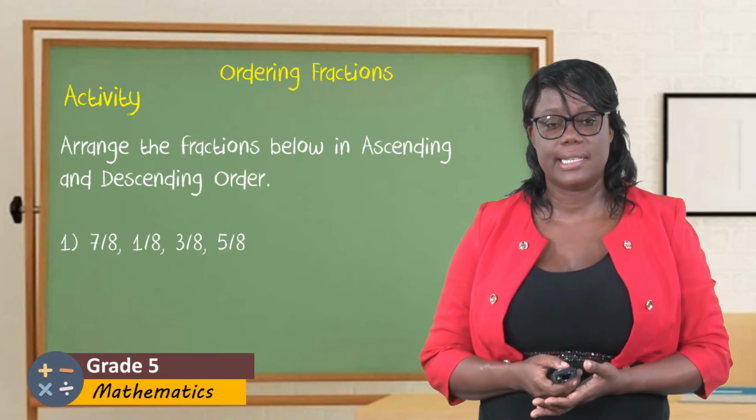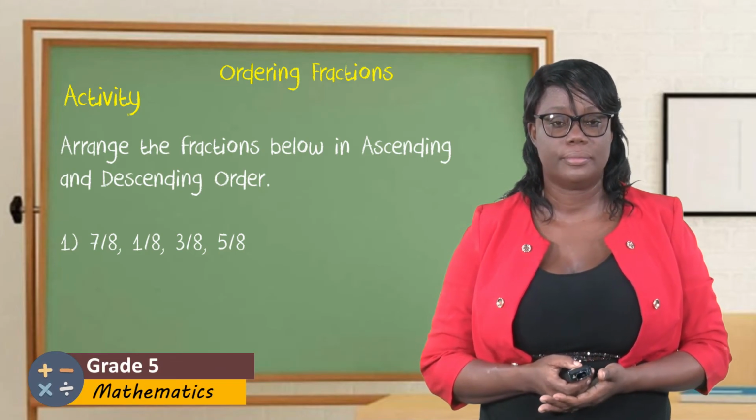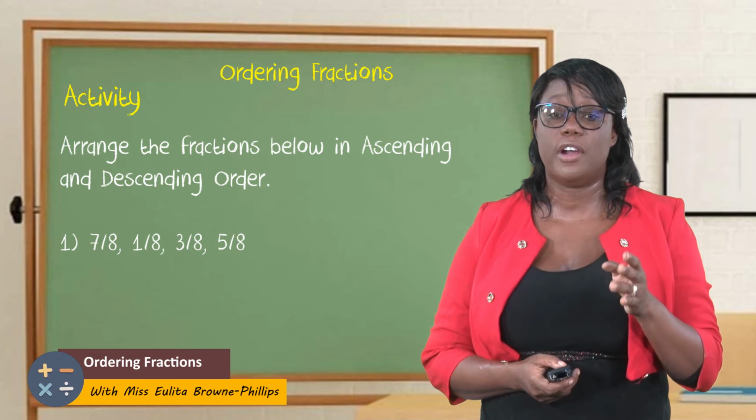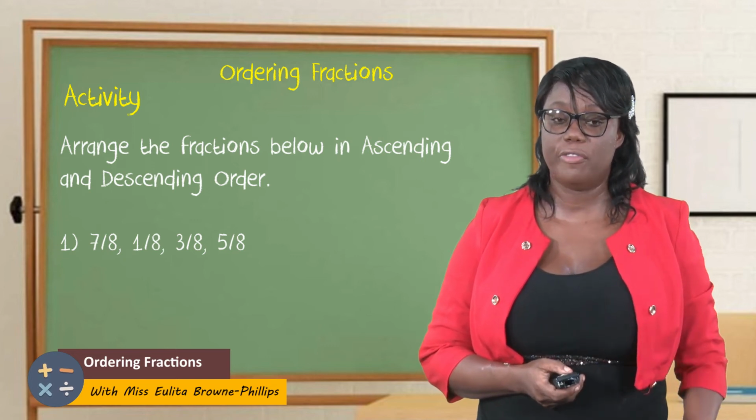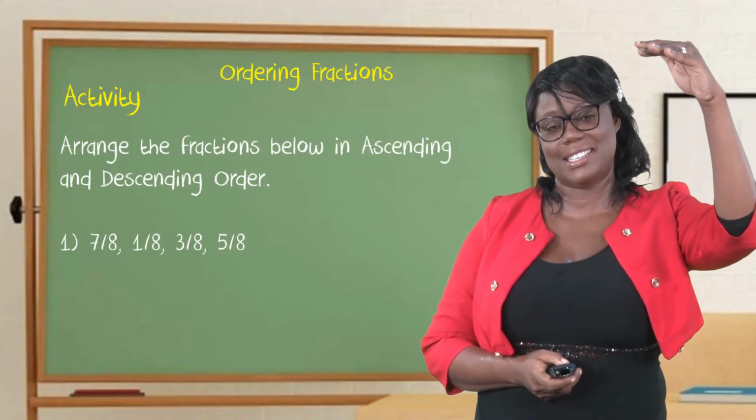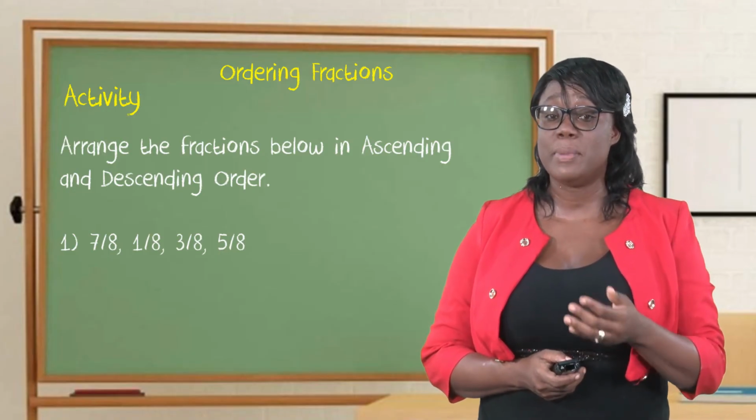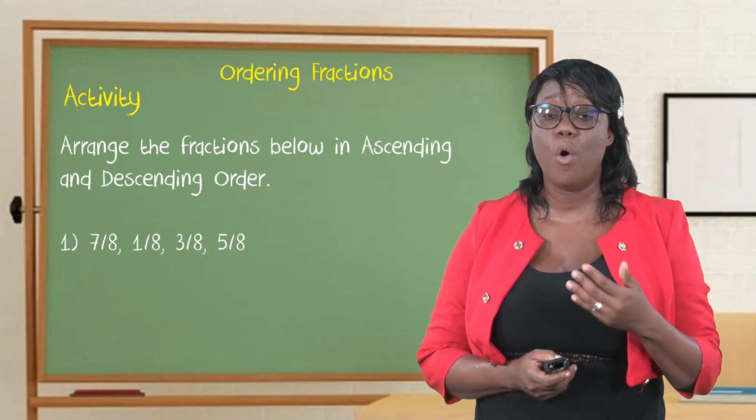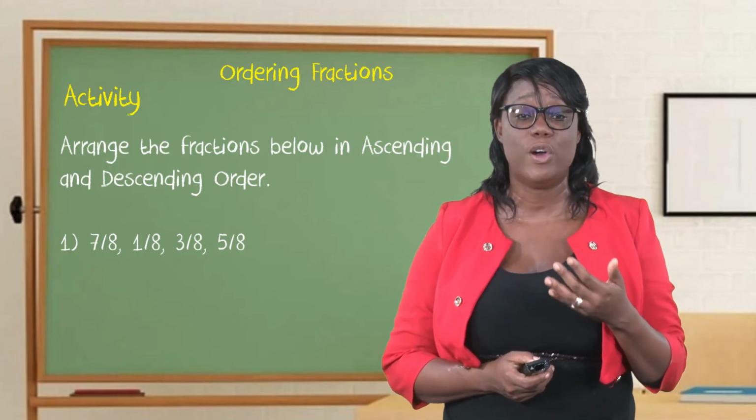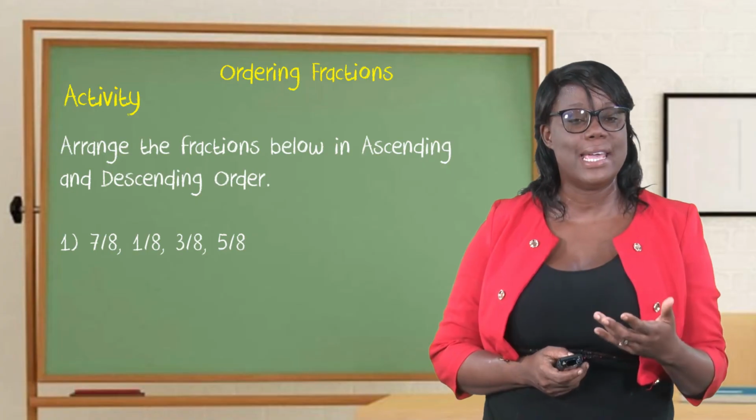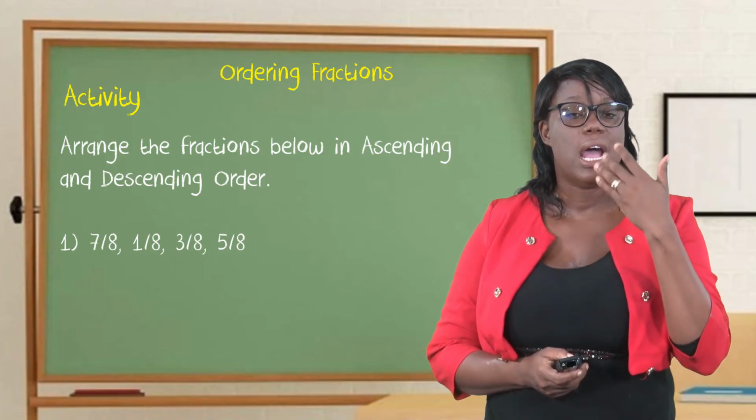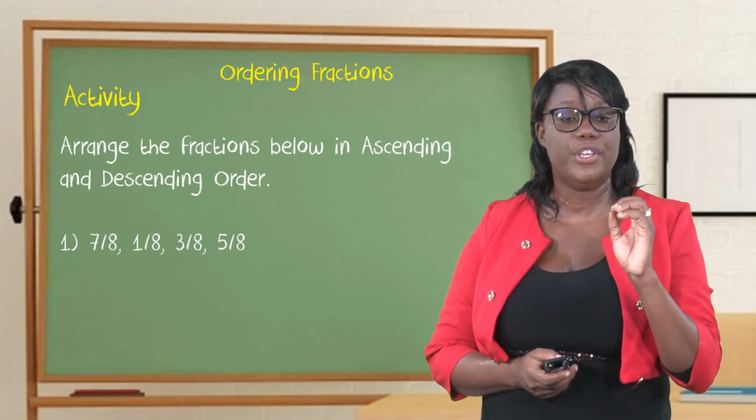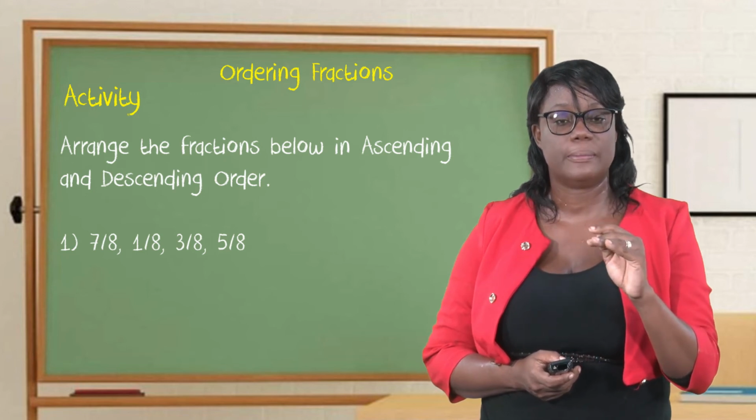Good, boys and girls. Let's see what you have. So we're going to look at them, arranging them in ascending order first. Ascending order, moving from smallest to greatest. What do you notice about all those fractions? What is common? Yes, they all have the same denominators. And the rule says when the fractions have the same denominators, we arrange them in ascending order using the numerators.